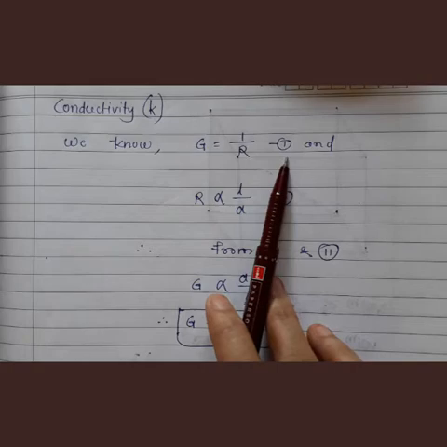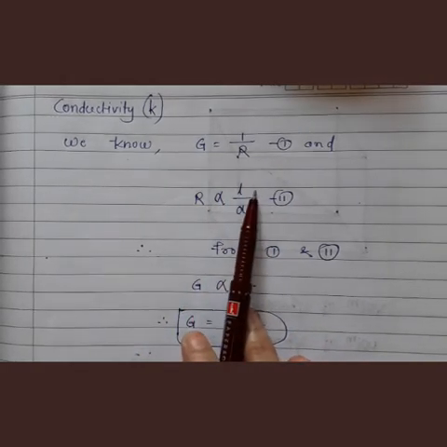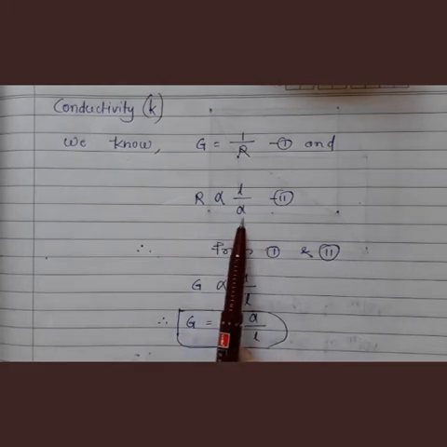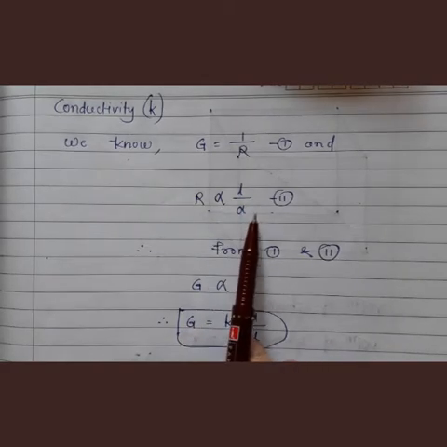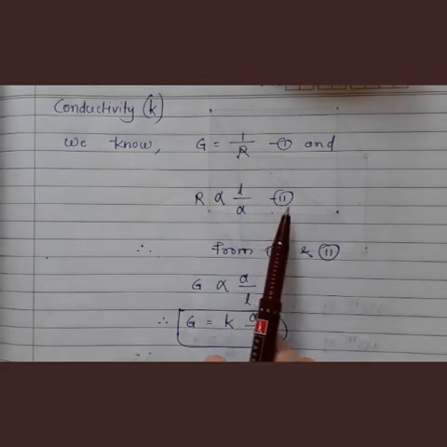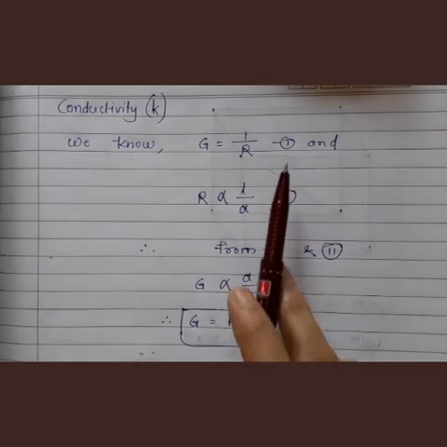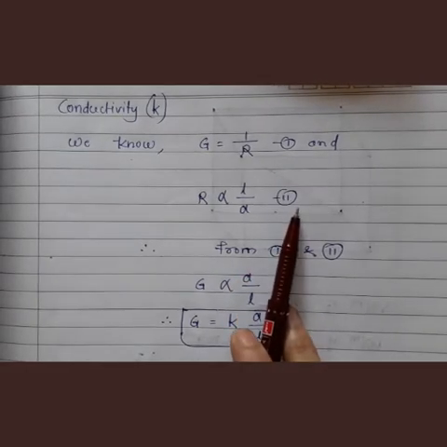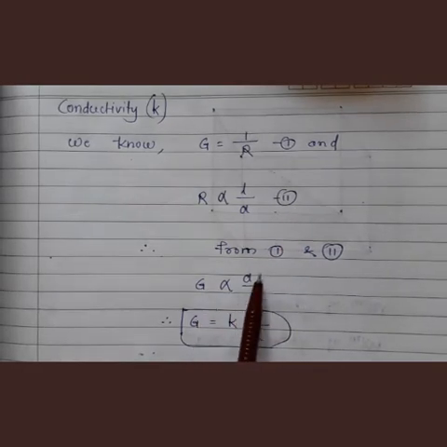We also have studied that resistance is directly proportional to L, where L means the length of the conductor, and it is inversely proportional to the cross sectional area. So R is proportional to L upon A, and this is our equation number 2. So from equation number 1 and 2, what can we write? G is directly proportional to A upon L.